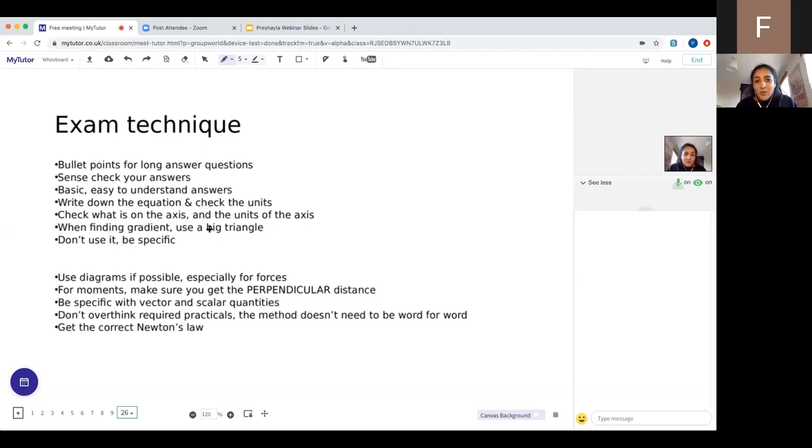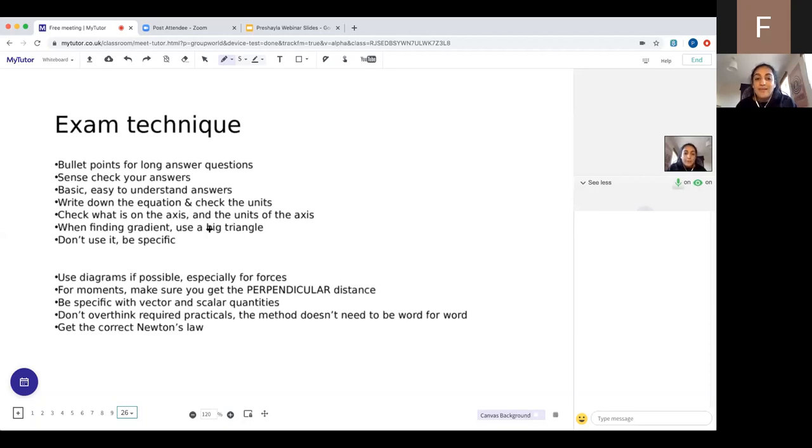Don't overthink required practicals. They sound scary because it's required and it's practicals and it's lab work and it's a specific method. The method does not need to be word for word. Schools do require practicals in very different ways. The required practical methods that I've given you are the ones that I think are the easiest to learn, but there can be lots of different methods for the same experiment. So make sure you know one and then know how to explain it.